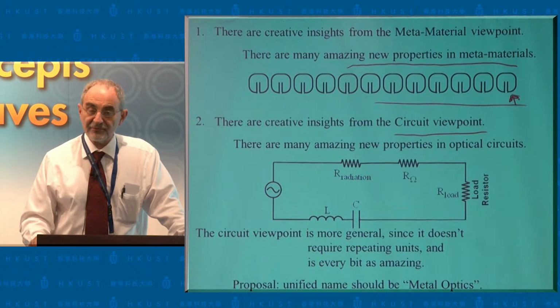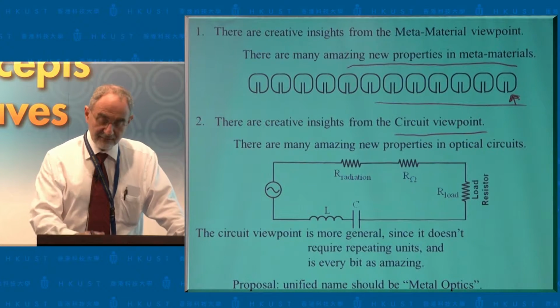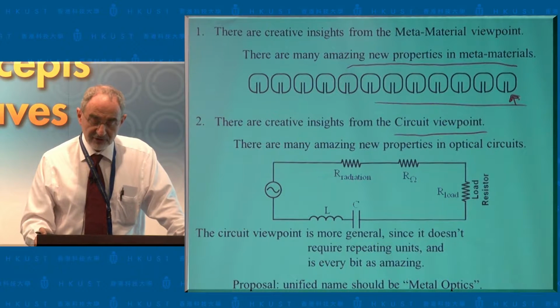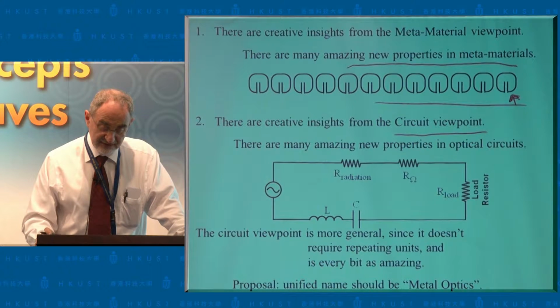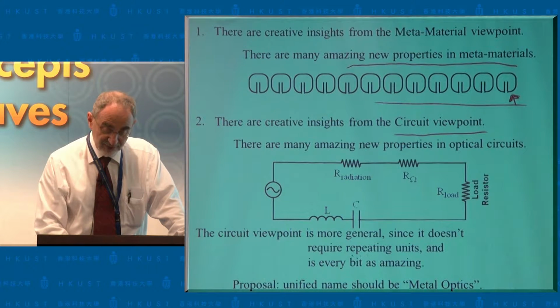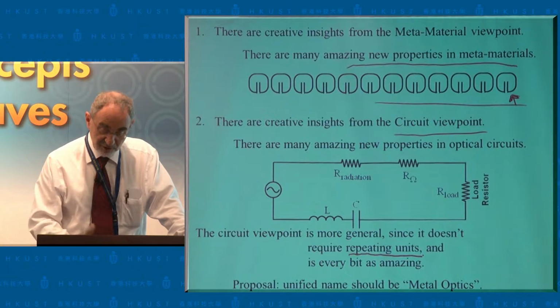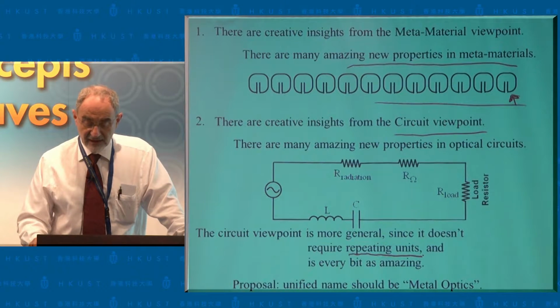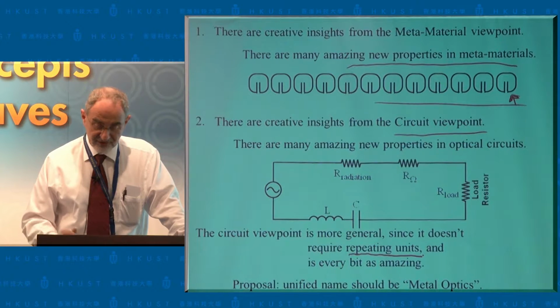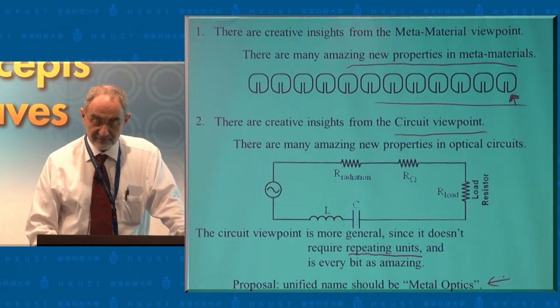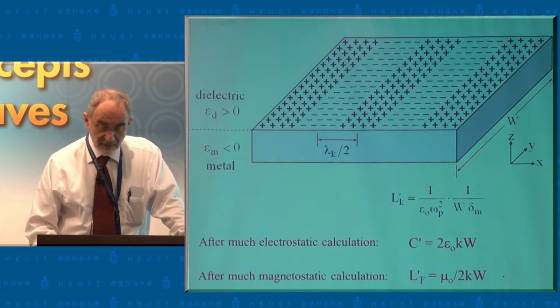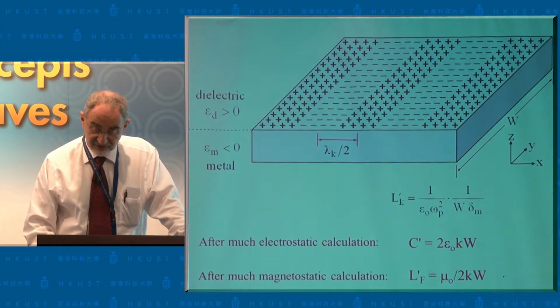So I'm not saying to pursue one way of looking at it or another, but we should look at it from both viewpoints, depending upon what we're doing. And maybe we should have a more unified viewpoint that does not always require repeating units. That would be a metamaterial, but we should also include optical circuits as part of this field. Perhaps the unified name would be metal optics, although I'll admit that's a boring name. Let me show you some more circuits.